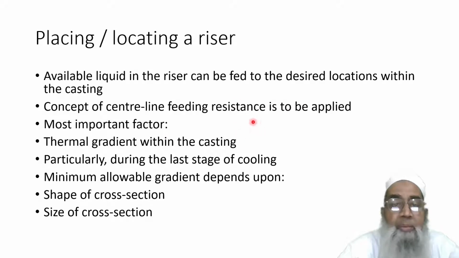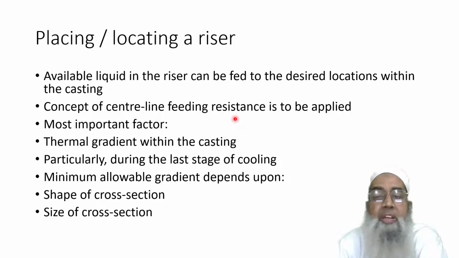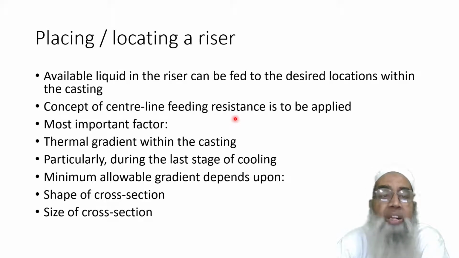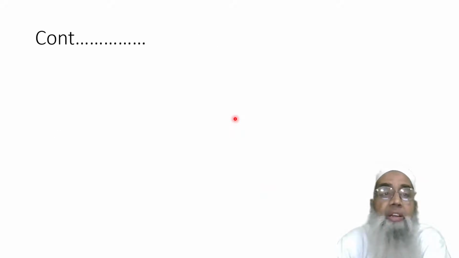Accordingly, the feeding mechanism should be efficient, and therefore we have to locate the riser in a place where it is able to efficiently feed molten metal and compensate this shrinkage. Otherwise, the center line feeding resistance will come into play, and the casting will become defective.